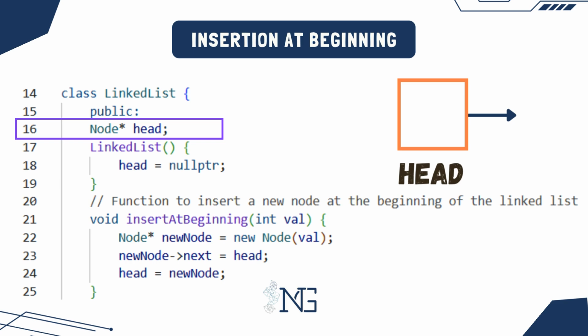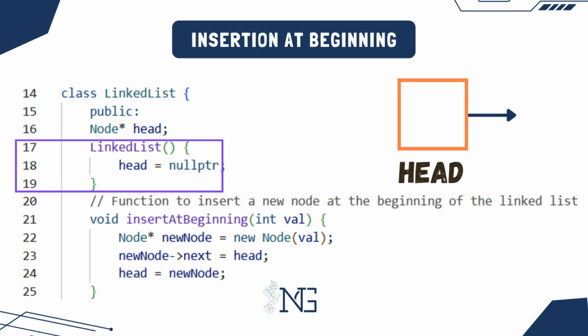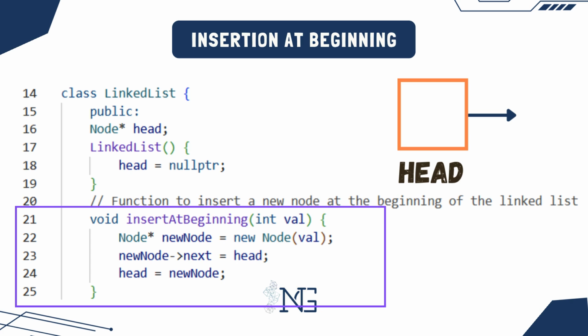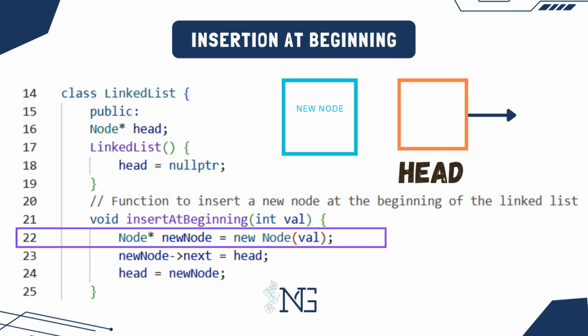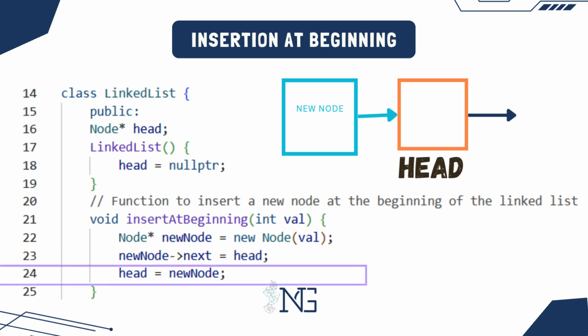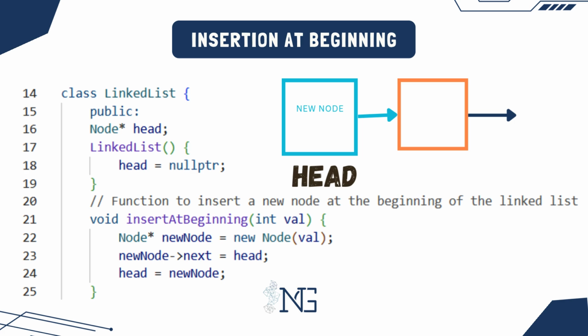We define a head pointer that points to the first node. In the constructor, we initialize the list to be empty, so head is set to nullptr. Then a function called insert at beginning is used. This function inserts a new node at the beginning of the list. We first create a new node, then we point its next to the current head. Finally, we update the head to be this new node.